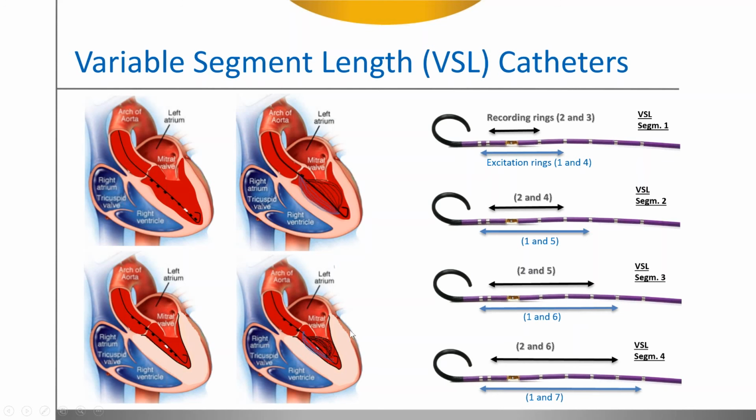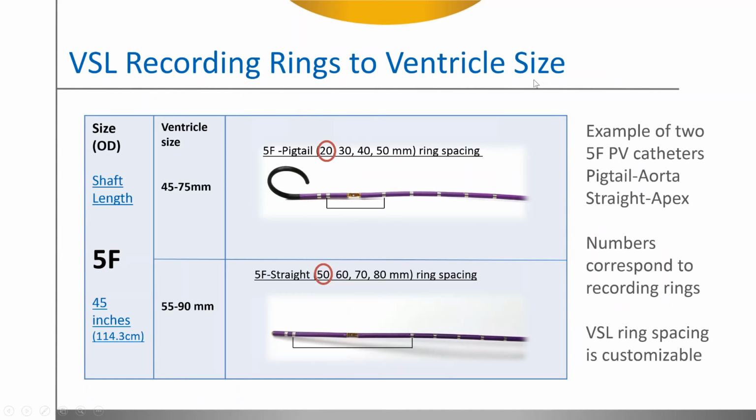Moving on, VSL recording to ventricle sizes. On this slide, there are 2 catheters for large animal PV work. The pigtail above has its first set of recording rings spaced at 20 millimeters. Numbers correspond with the recording ring spacing configuration always. From our experience, this 5 French PV catheter can be inserted through the aortic valve and nicely anchored in LV sizes of ventricles 45 to 75 millimeters.